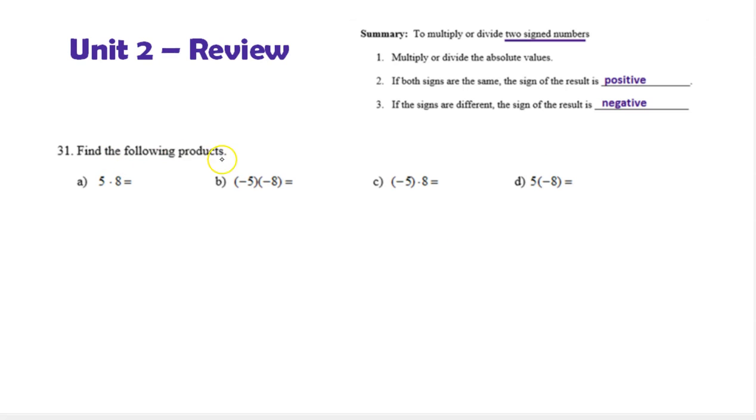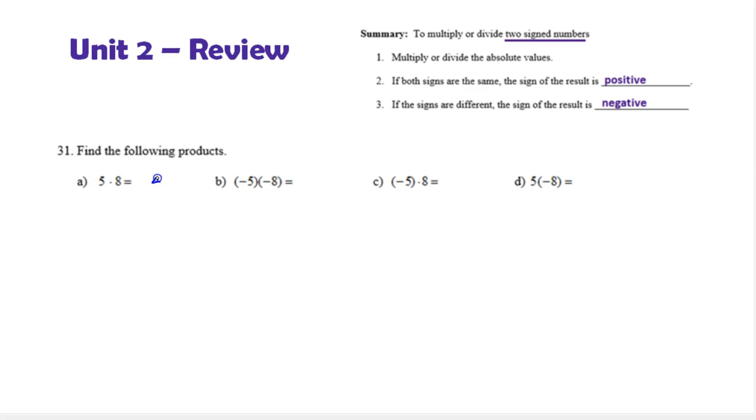Find the following products. Okay. To multiply or divide two signed numbers, multiply or divide the absolute values. If both signs are the same, the sign of the result is positive. If both signs are different, the sign of the result is negative. Okay, so all of these, the absolute values are multiplying 5 and 8, so they're all going to be 40 or negative 40. We just have to determine the signs.